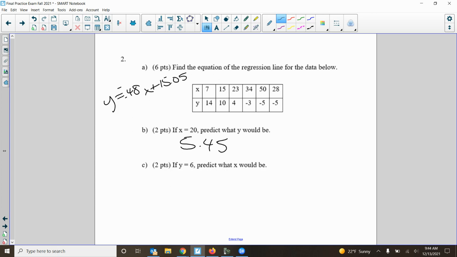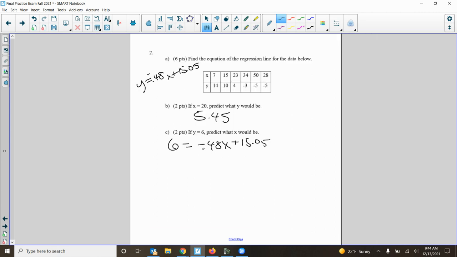And then notice it says if Y equals 6, so now we're replacing Y with 6, not X with 6. Because sometimes you want to know what X value would give me this Y value. So I'm going to say 6 equals negative 0.48X plus 15.05. And it turns into an Algebra 1 question. Subtract 15.05. So that's negative 9.05, I guess? And then divide by negative 0.48.